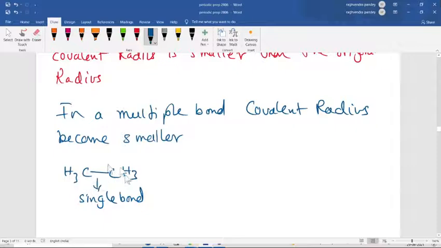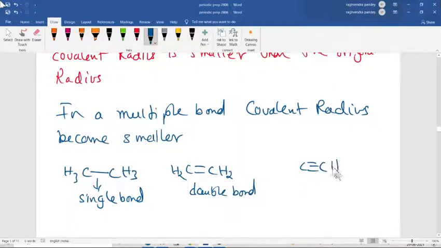Ethane. Yes, so there is a carbon single bond. Then it is ethene, so there is a double bond. Then it is ethyne, or acetylene, which has a triple bond.